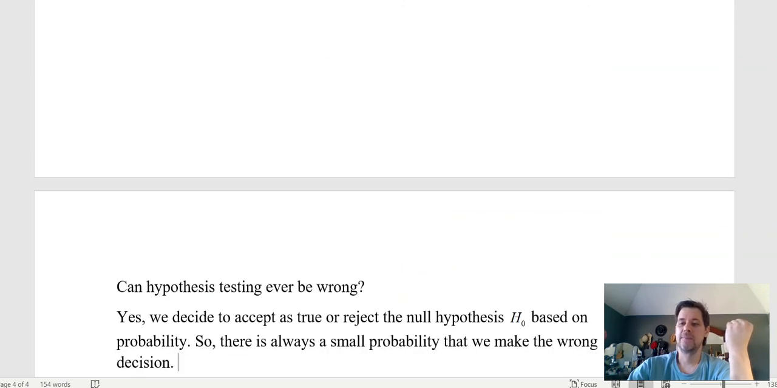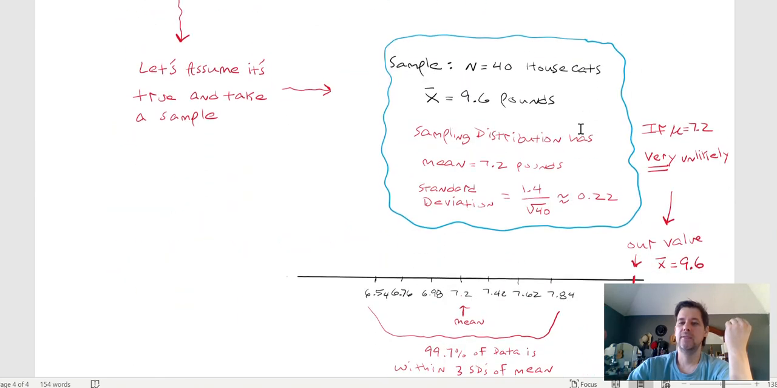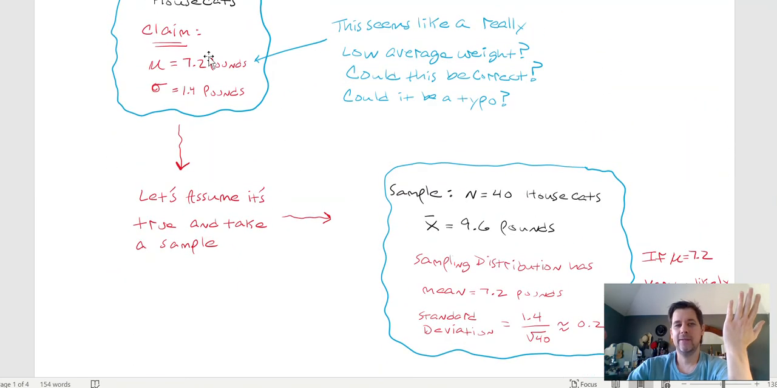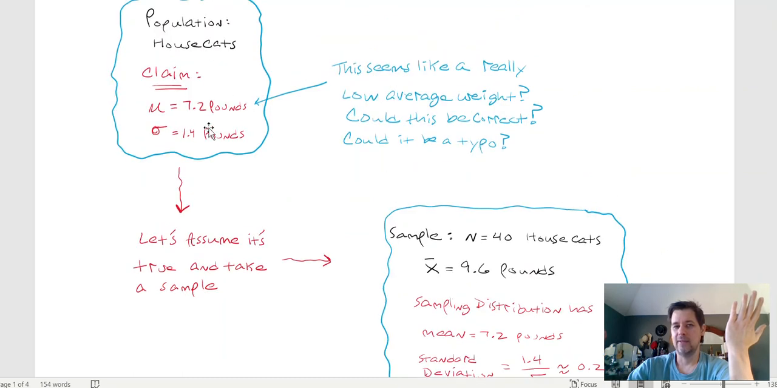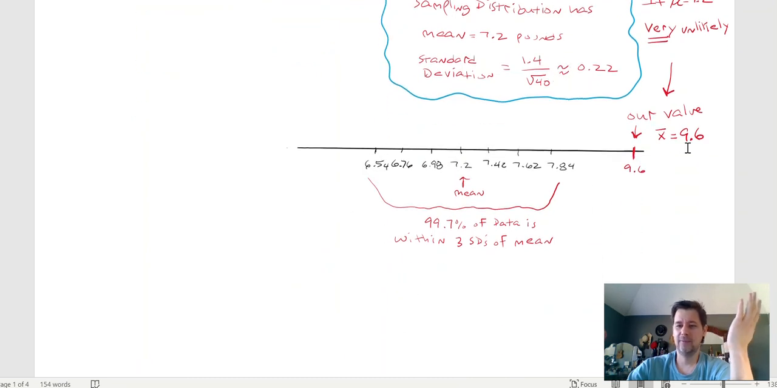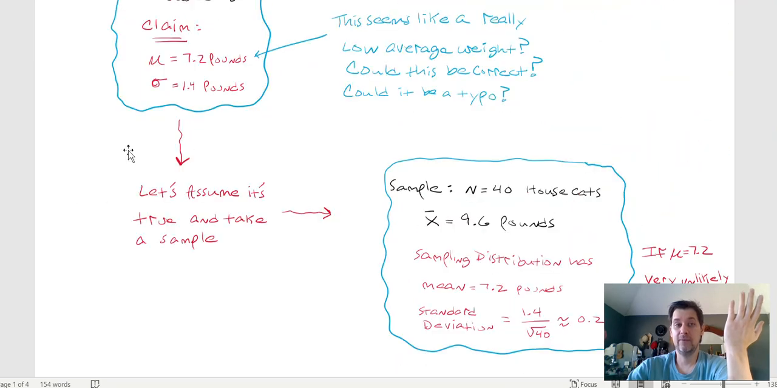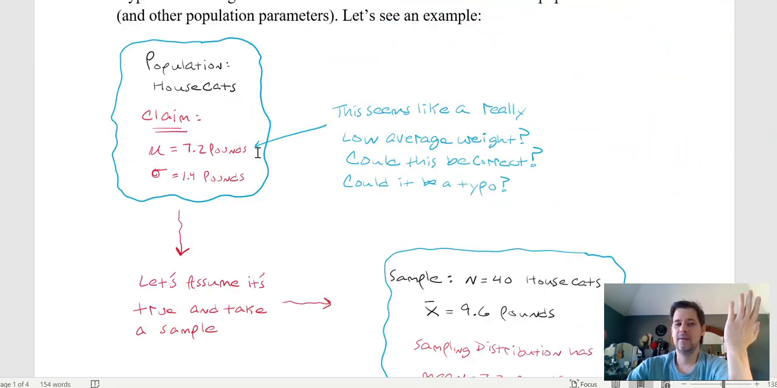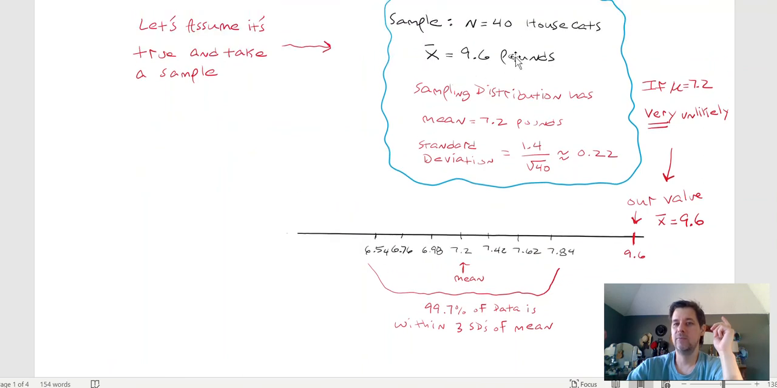So up here, remember this example where I said, I don't think the average weight of a house cat is 7.2 pounds. I think that was a mistake or bad information or something. The reason why I think that is because the sample mean I calculated had a probability of less than 1%. So that's why I would reject this. But does that mean I'm absolutely certain to be correct in rejecting this information as false? If I say this sample mean has a less than 1% chance of being legitimate, that means there's a possibility that it could be legitimate.